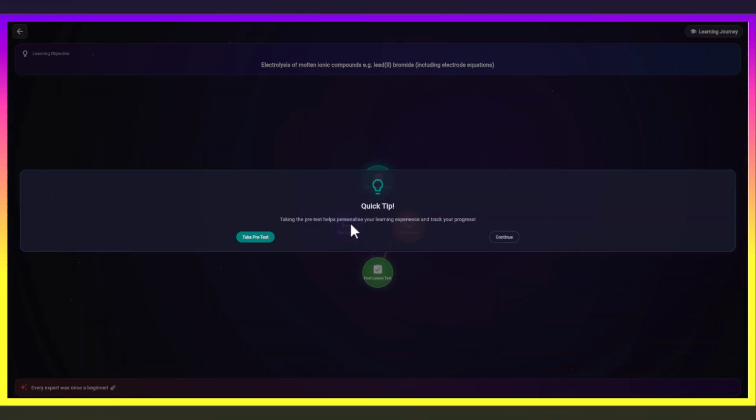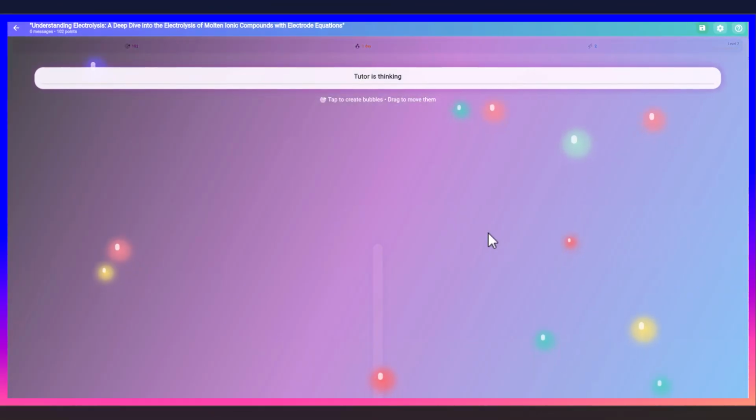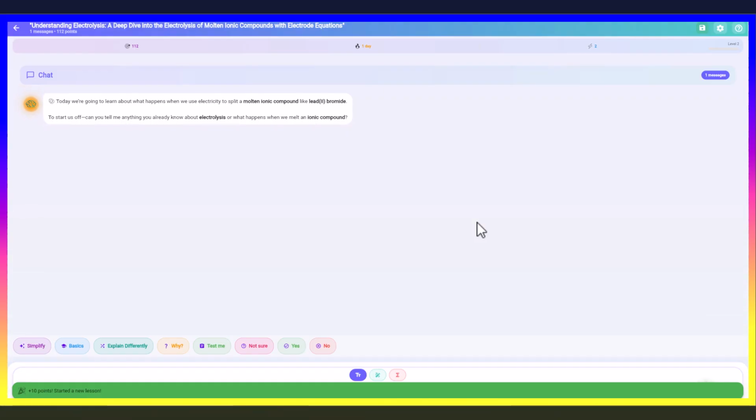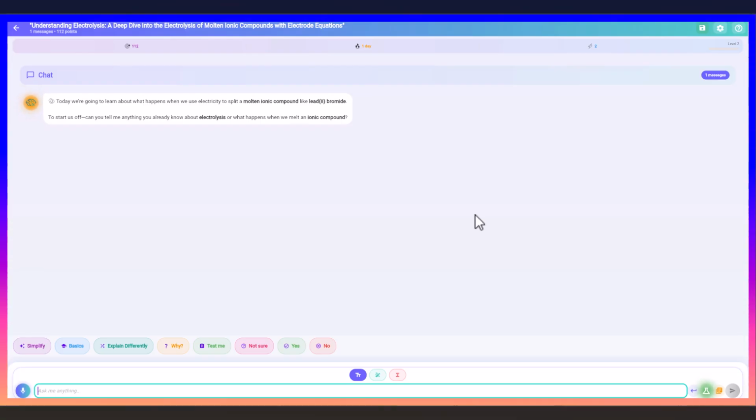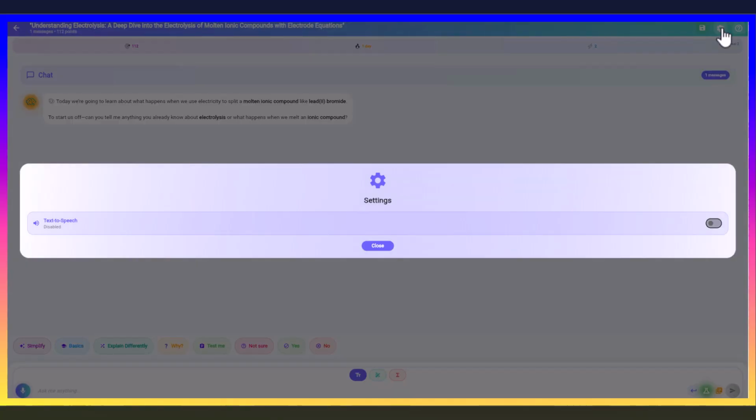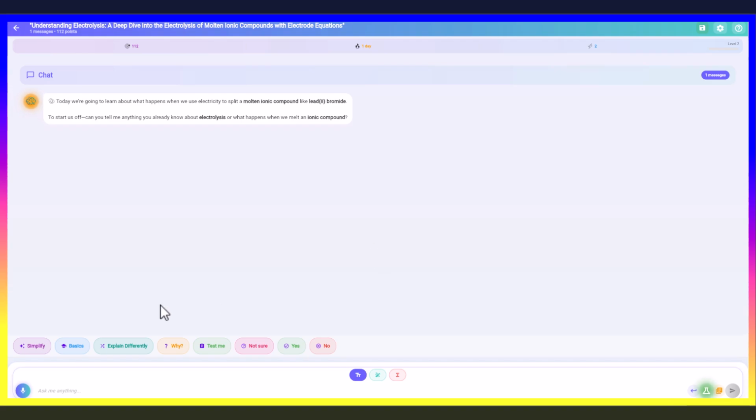We're going to dive straight into the chat lesson for this, and I'm going to pretend, act as though I really know nothing about this subject, so let's really start from basics. Now I've got the text-to-speech off, and that doesn't stop me from chatting to the tutor by clicking on that button, or I can type.